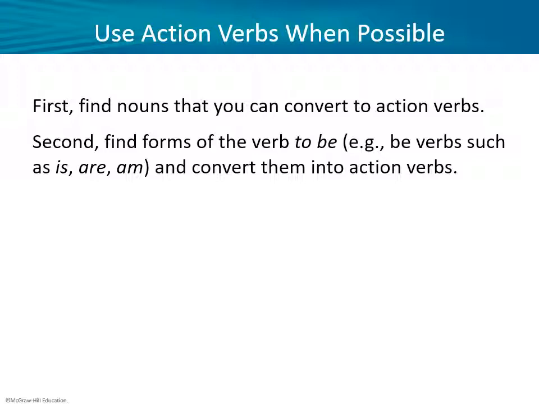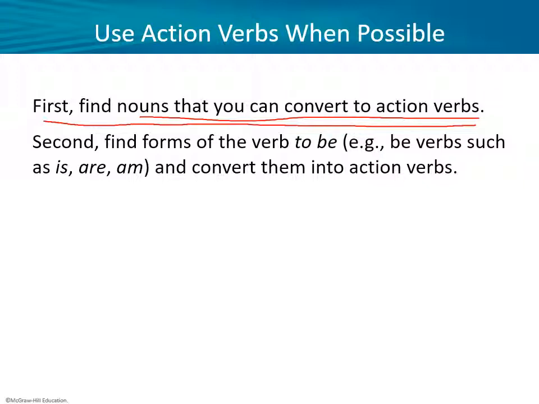All right, so let's talk about this action verb business. As they say, first find nouns you can convert to action verbs. So for example, if we had "have a meeting," you could just say "meet." So instead of saying, let's have a meeting tomorrow at noon, you could just say, let's meet tomorrow at noon. And cut some words that way, it's a little more active. Same thing with "perform an investigation." You could just say, we will investigate. You get the idea. And I don't think it's correct to say you should always do this. Just do that sometimes to cut back a little bit.